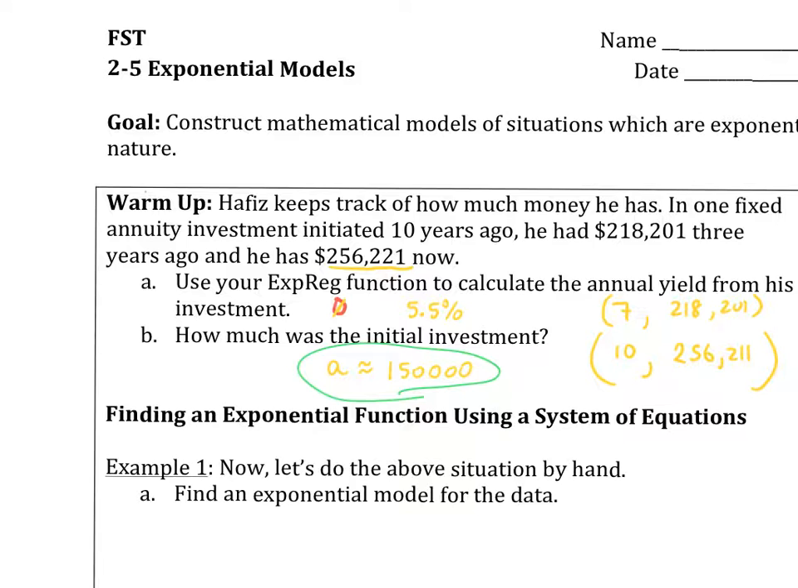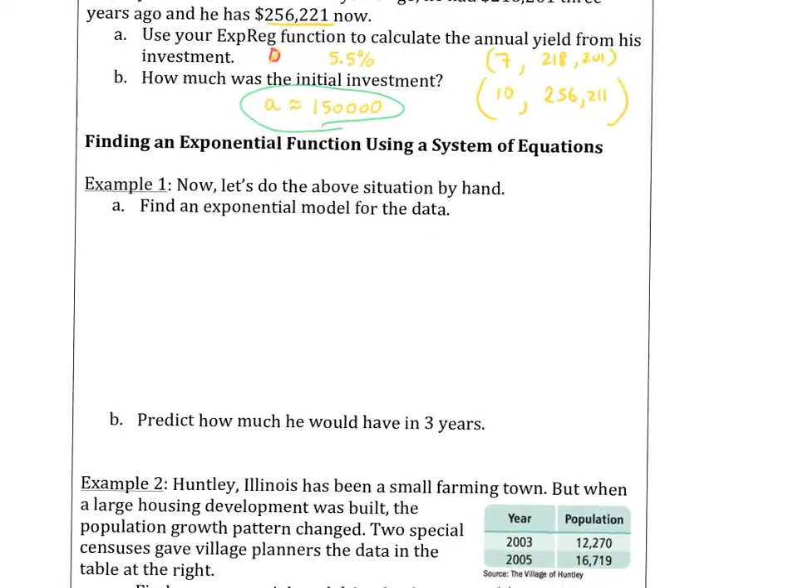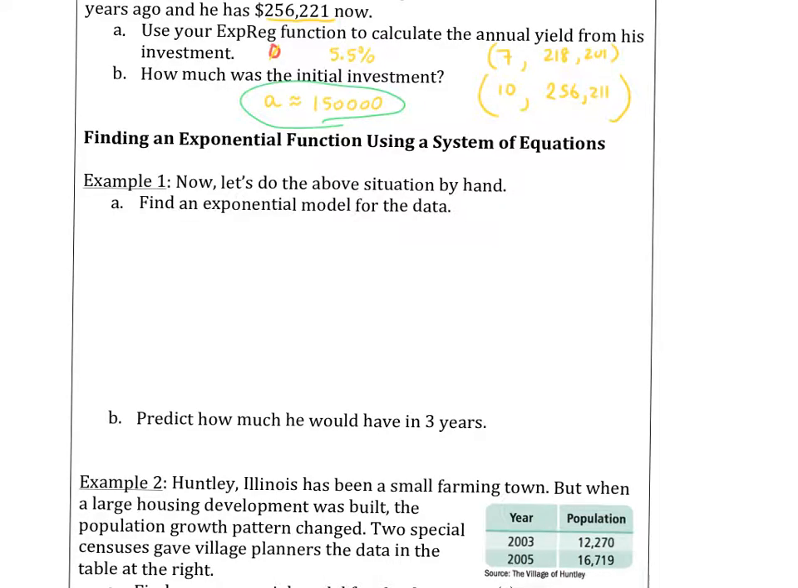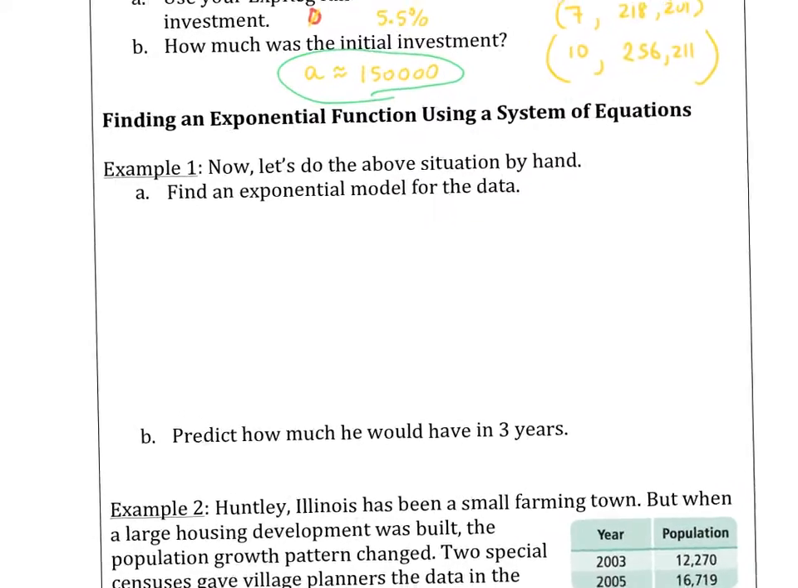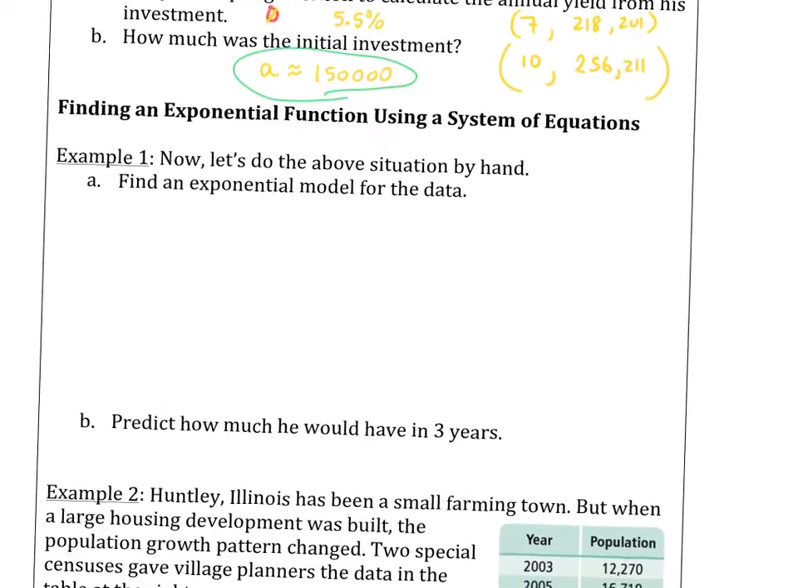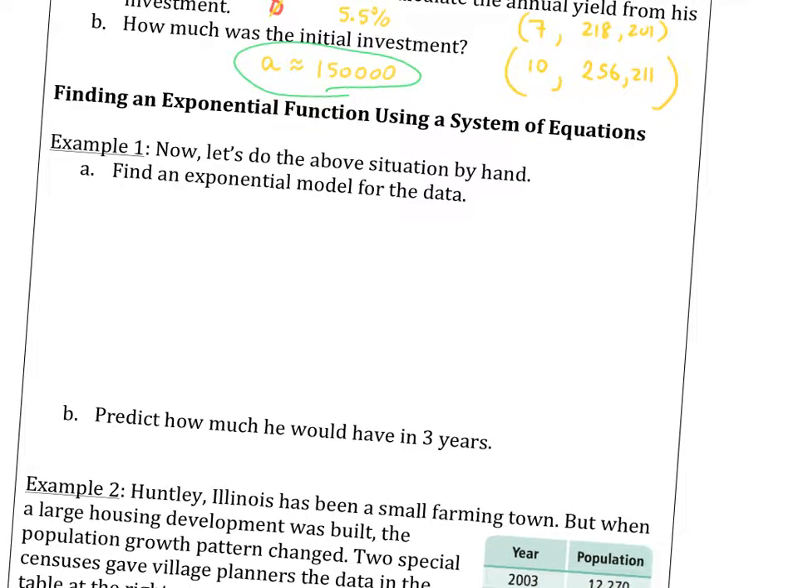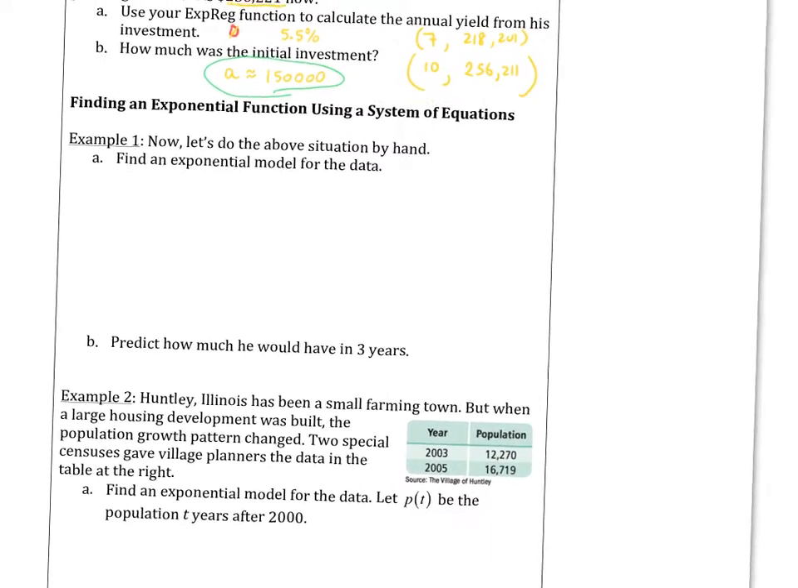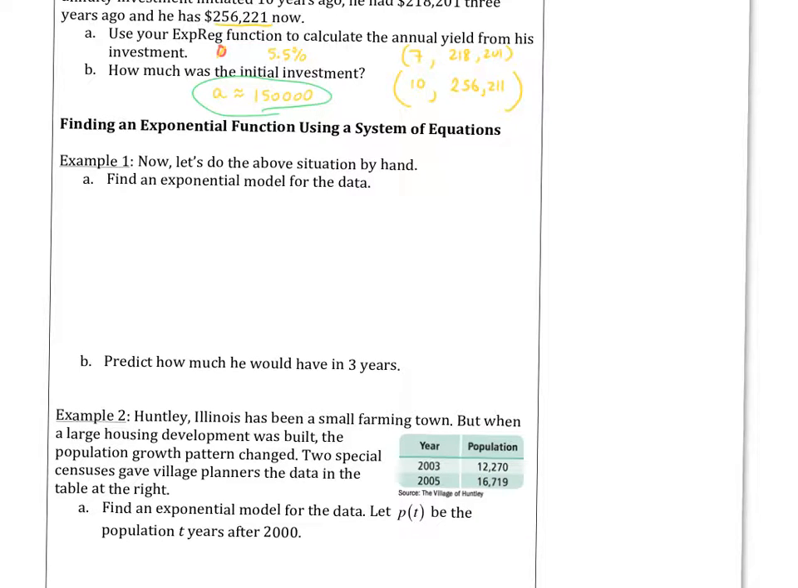All right, so today what we're going to do is we are going to spend some time constructing mathematical models of situations that are exponential in nature. So just to show you, we're going to do some by hand, and that's going to be a little bit tedious. I want us to be able to see what it's like by hand, but most of it I want you to do with the calculator. And then we're also going to look at something called half-life and decay later. So by the end of our lesson, we will get that.